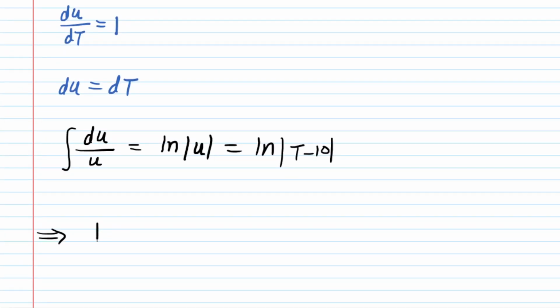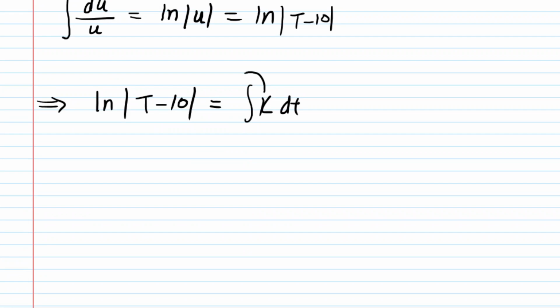Returning to the main problem here, we have the natural log of the absolute value of T minus 10, and then this was equal to the integral of k dt. Now that integral is a little less intimidating. You can factor out the constant of proportionality, and then you're just integrating dt, and of course the integral of dt is just t. So the right-hand side becomes k multiplied by t plus an arbitrary constant of integration.